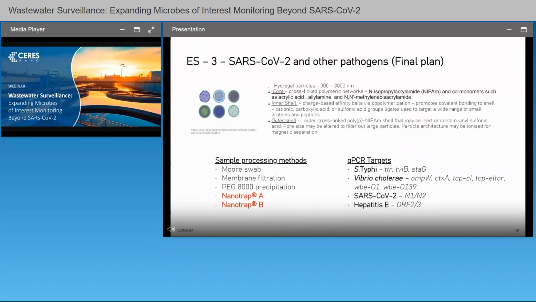That is when we heard from Dr. Scott Meschke and Dr. Mamit Anyuchi about the nanoparticles, the hydrogel particles. So we reached out to Ceres Nanosciences, and this is our final plan. We replaced the bag-mediated filtration method and the skim milk method with Nanotrap A and Nanotrap B. We wanted to do a head-to-head comparison of these sample processing methods to figure out which is the most optimal grab sampling method to detect all these targets. So now I'll move on to the results from the study.